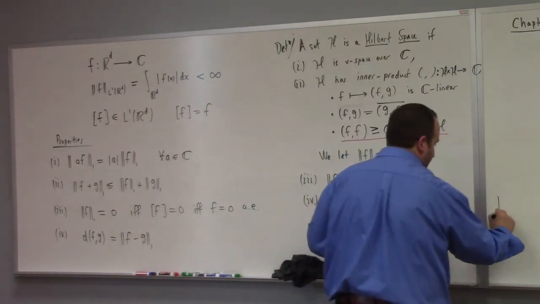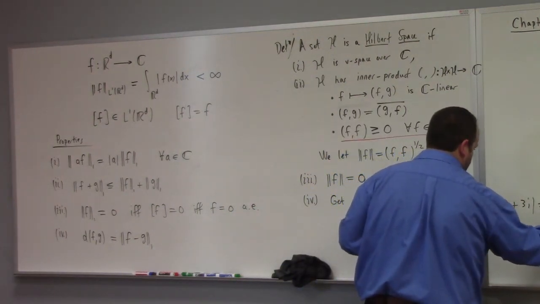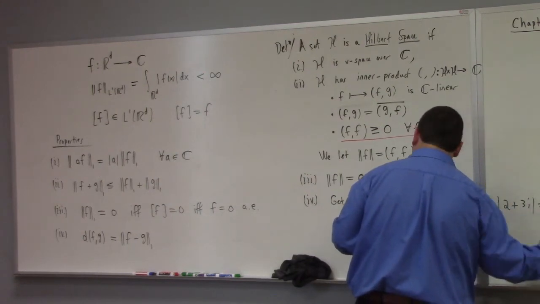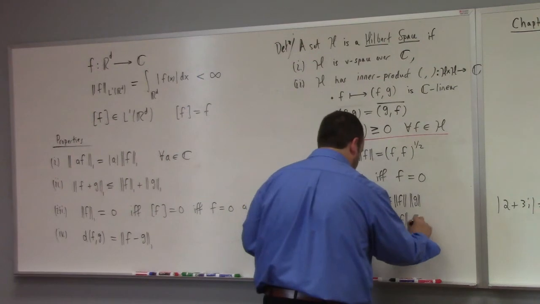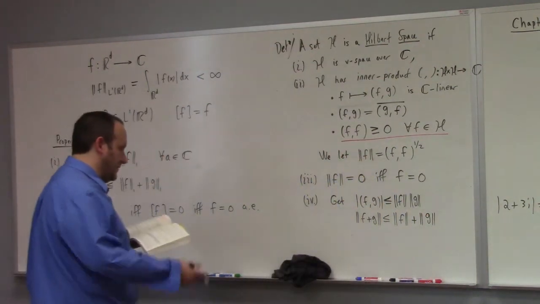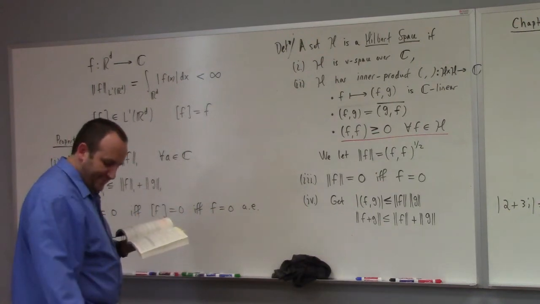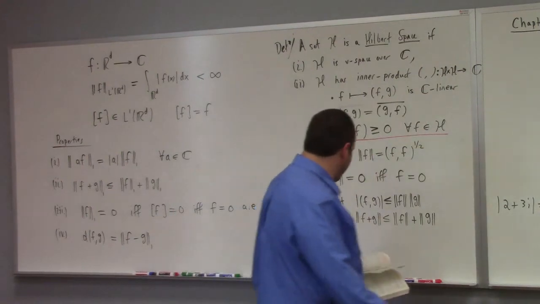Oh, I mean like the absolute value of 2 plus 3i is the square root of 2 squared plus 3 squared. Very reasonable question. Let's see here. Triangle inequality. Cauchy-Schwarz. What else?